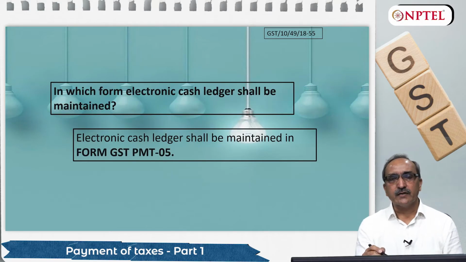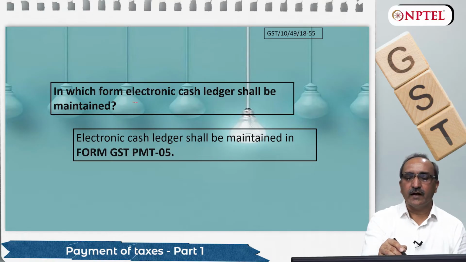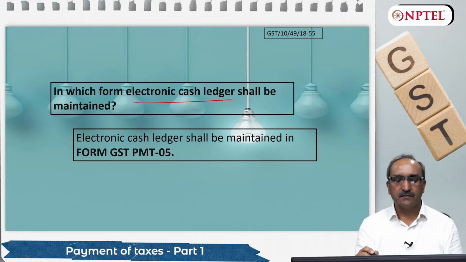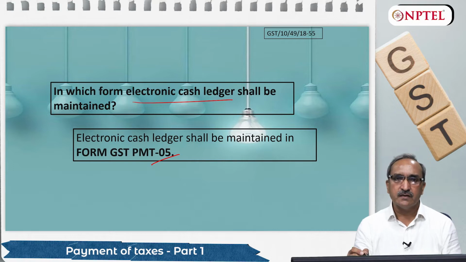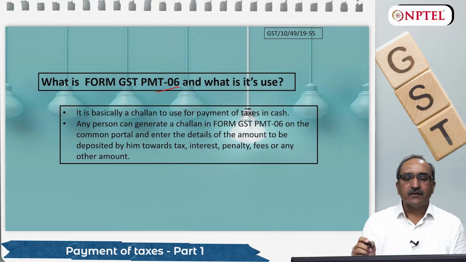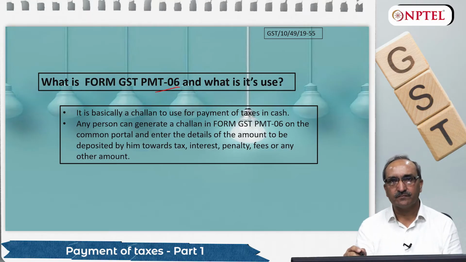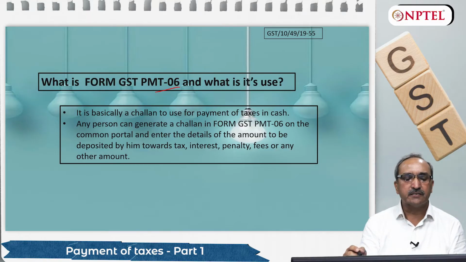So like the electronic credit ledger, we have a standard format for the cash ledger, that is PMT-05. Electronic credit ledger was maintained in the form of GST PMT-04 and cash ledger in PMT-05. Then what is PMT-06? It is basically a challan.